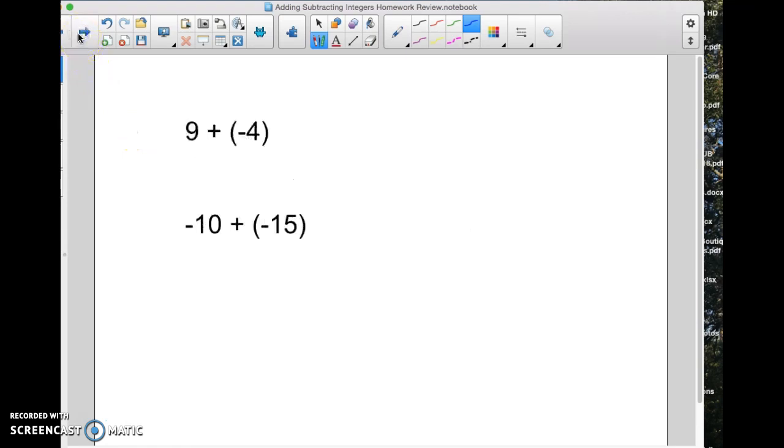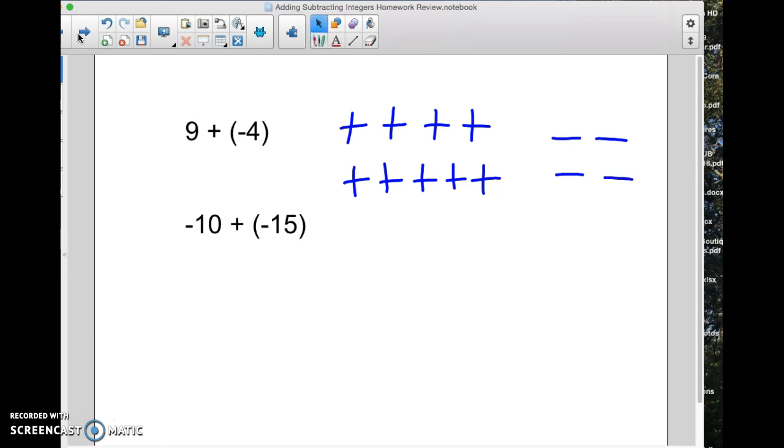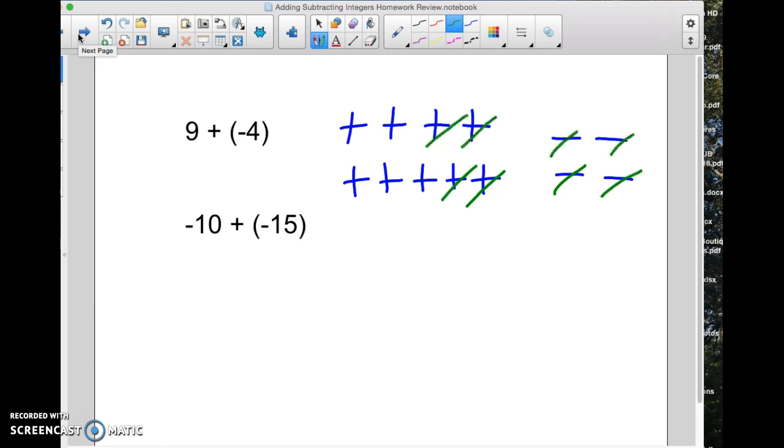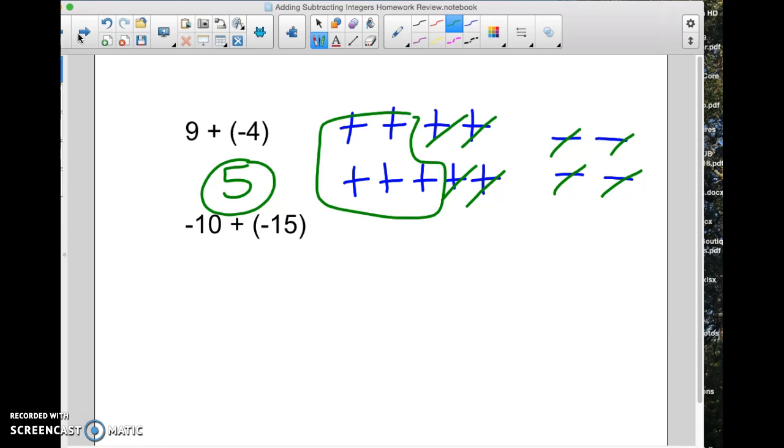The first problems we're going to do are just addition problems, so 9 plus negative 4. And if you think about it, there's 9 positives and 4 negatives. Now remember, positives and negatives cancel each other out. So if I have 9 plus negative 4, a negative and a positive will cancel each other out. So that's 1 canceled, 2, 3, 4. How many are left? We have a total of 5 positive as my answer for that first one. 4 negatives and 4 positives canceled out and left you with 5 positive. We kept the sign of the bigger number.